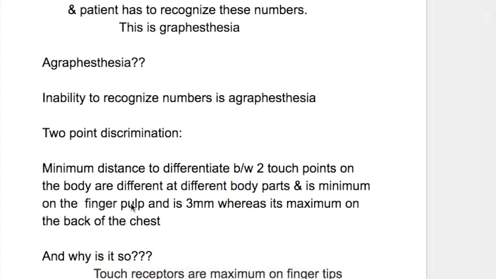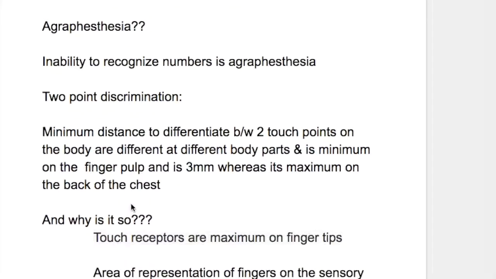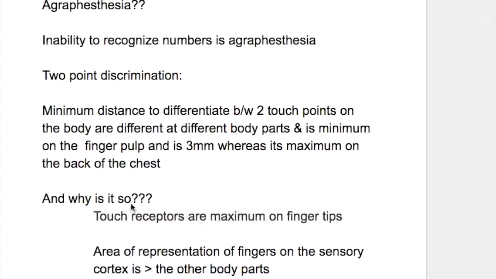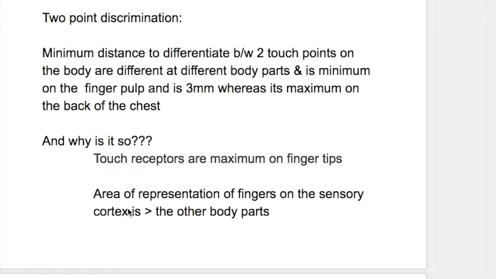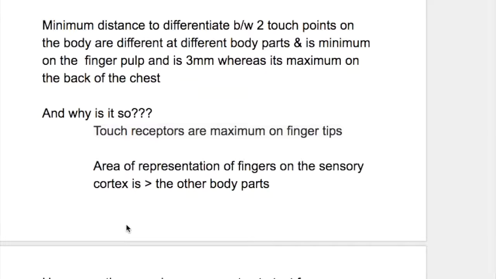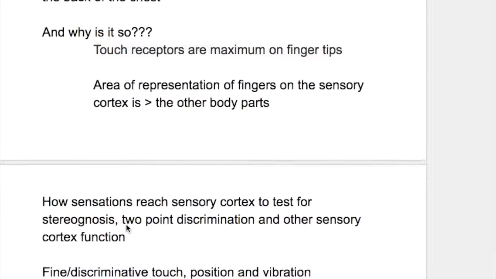And how about the two-point discrimination? The minimum distance to differentiate between two touch points on the body is different at different body parts and is minimum on the finger pulp, at 3 mm, whereas it's maximum on the back of the chest. And why is it so? Touch receptors are maximum on the fingertips. The area of representation of fingers on the somatosensory cortex is more than the other body parts.